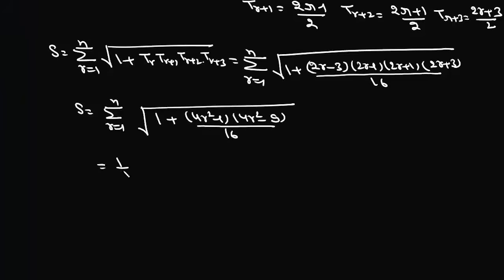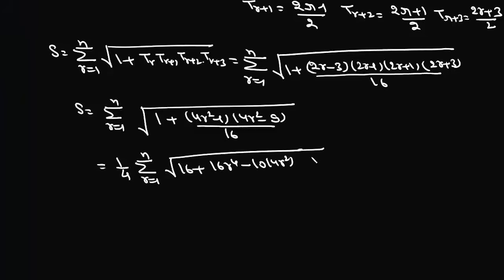Now we take 1 by 4 common, and it will be this summation r varies from 1 to n, and here it will be this 16 plus 16 r to the power 4 minus 10 into 4r square plus 9.